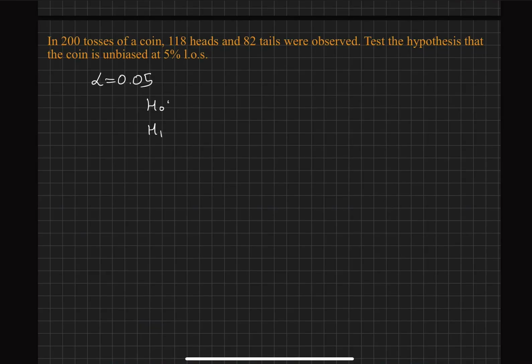Whenever we are testing a hypothesis, we have to state the null and alternate hypotheses. Let us first state the null hypothesis. We are making a statement about a coin. So the coin is unbiased. That is the null hypothesis. And the alternate hypothesis is the negation of this: the coin is biased.